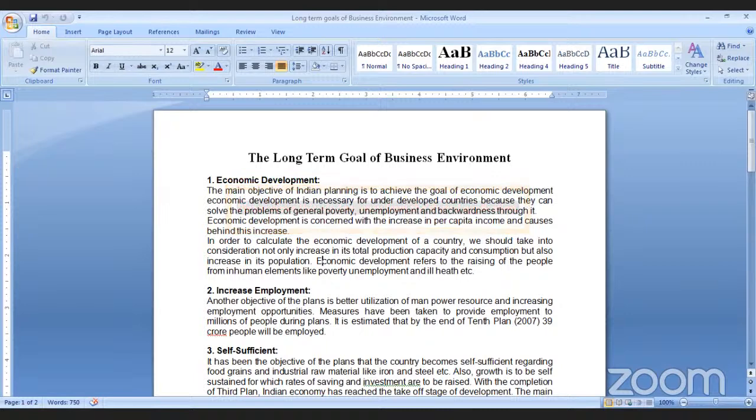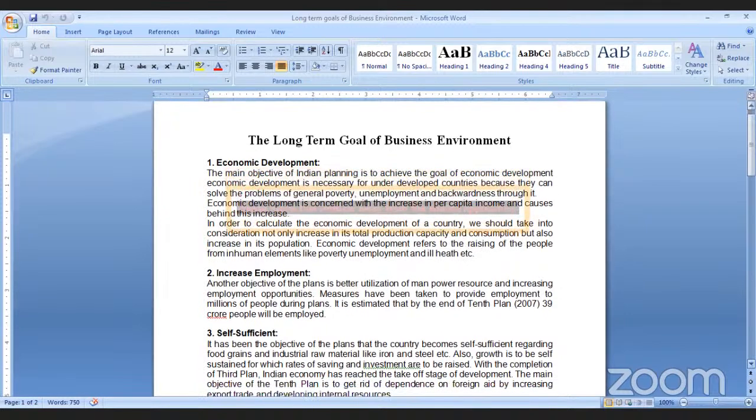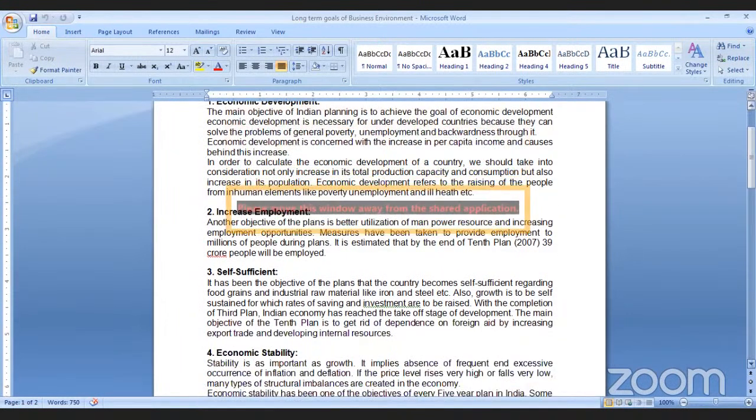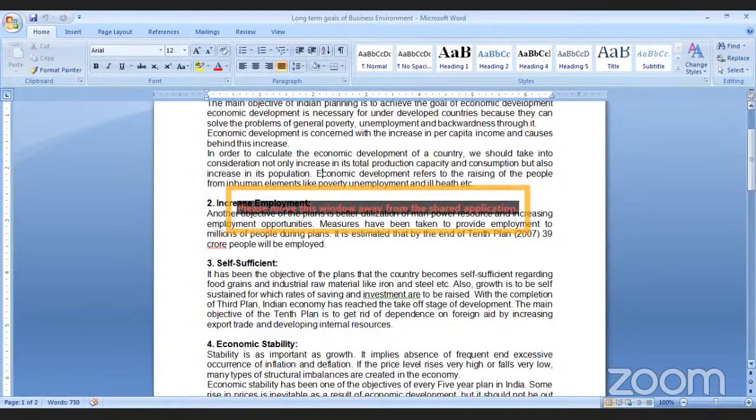Now came to the third one, that is called self-efficient. Now, what do you understand by self-efficient? You must have heard about a particular concept called startup business, entrepreneurship, etc. So what does that mean? That means this is one of the objectives of the plan, that the country becomes self-efficient or self-sufficient regarding creating different industries by its own.